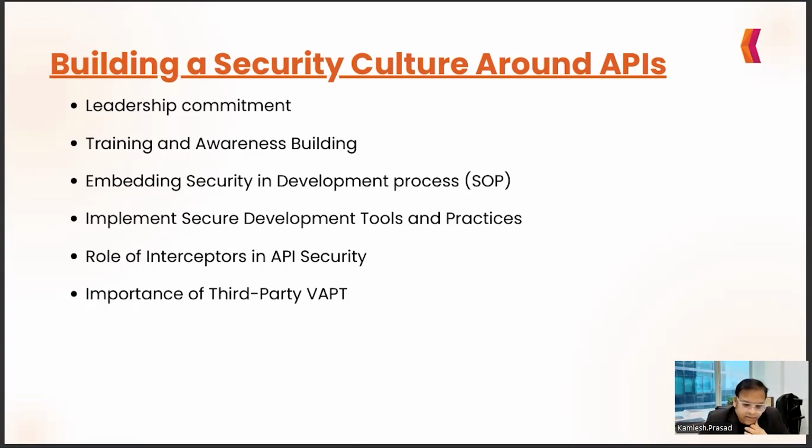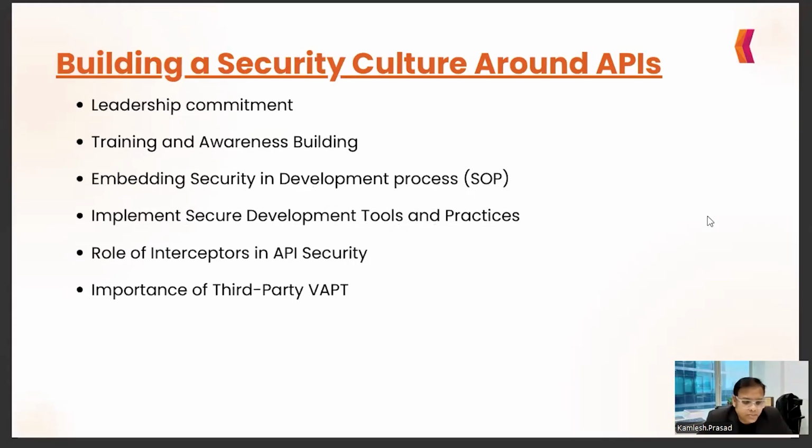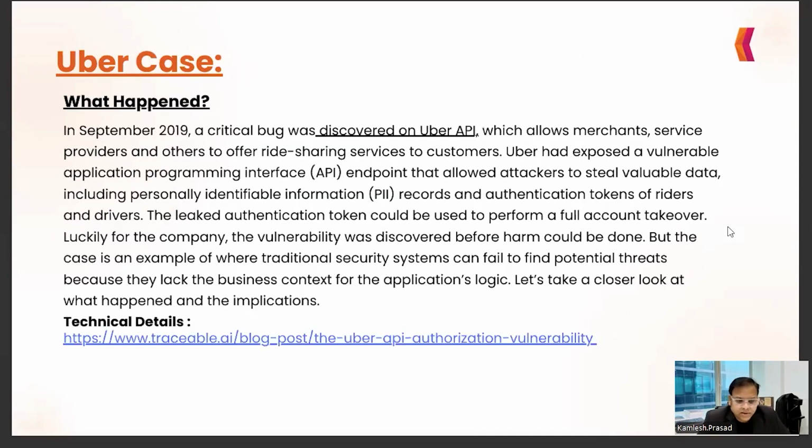I have three: one was the Facebook API, then a T-Mobile token, and one is a classic Uber case. I can show you what happened in Uber in September 2019. A critical bug was discovered in the Uber API, which allowed merchants, riders, and service providers to share services to the customer. They allowed the merchant, service provider and others to offer a shared ride to the customers.